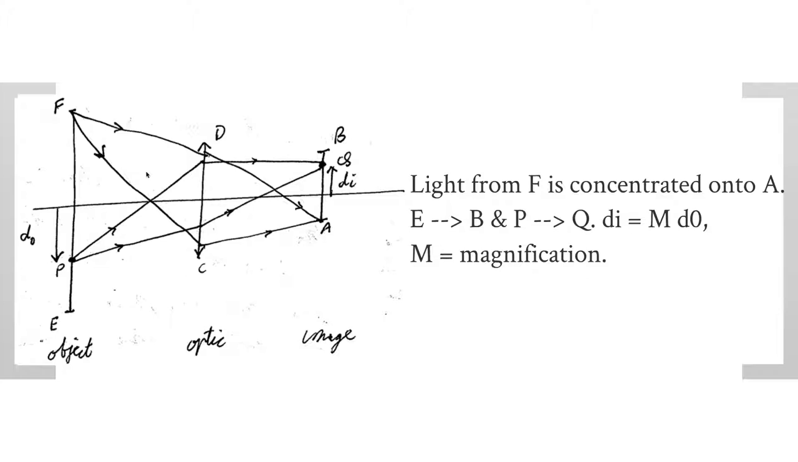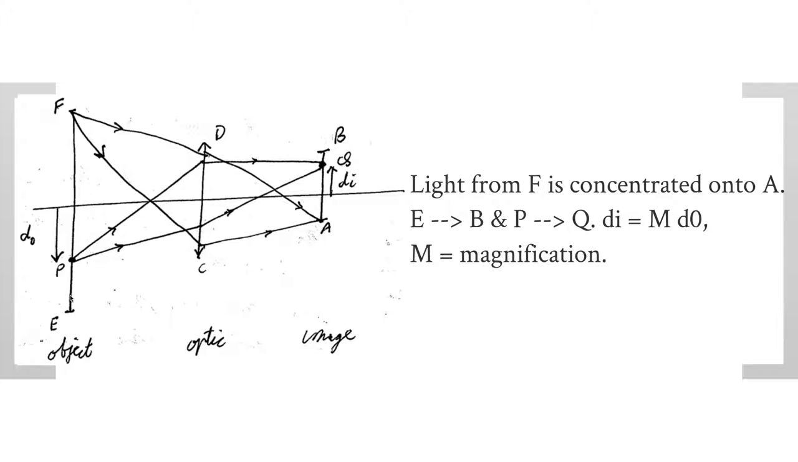So the object is shown as EF. Point F goes to point F prime, which goes to point A, point E is mapped to point B, and point P is mapped to point Q. Again, that's a one-to-one mapping. Each point on the object gets mapped to a unique point on the image.